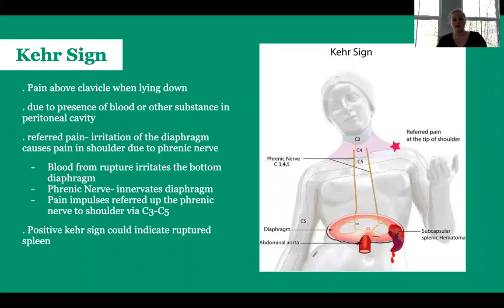So when you lie down, if your spleen is ruptured, if you have any sort of blood or other substance in your peritoneal cavity, it'll brush up against your diaphragm and irritate it from beneath and cause pain. And so you'll feel this pain not in your abdomen, but in your left upper shoulder. So this patient, I believe, is definitely experiencing referred pain. And this is why a positive Kehr's sign, or pain in the left upper clavicle, could indicate a ruptured spleen in your abdomen, which is super cool.